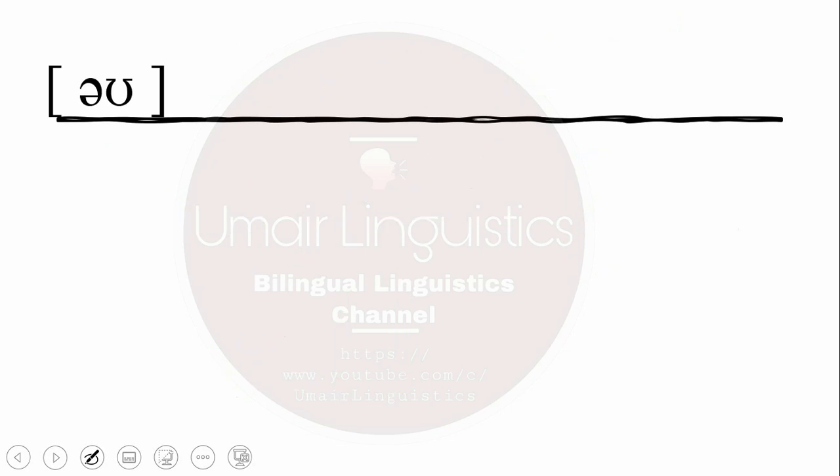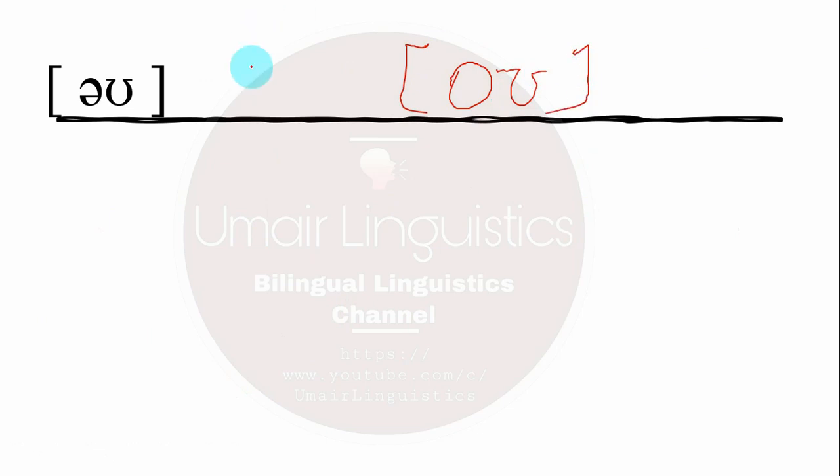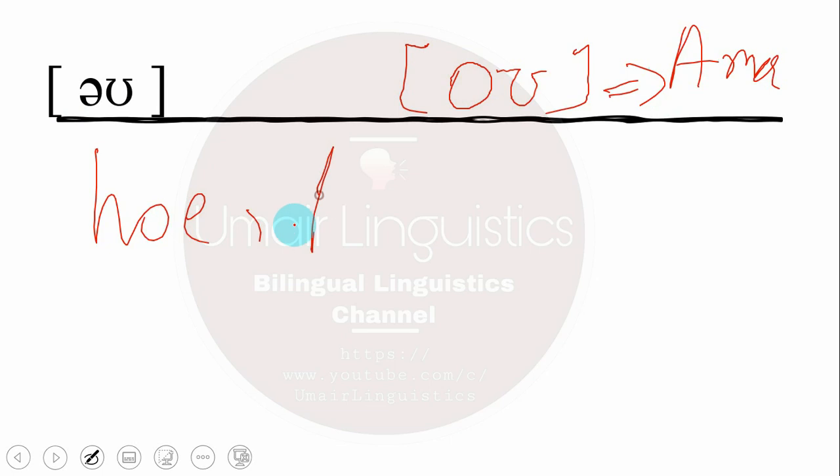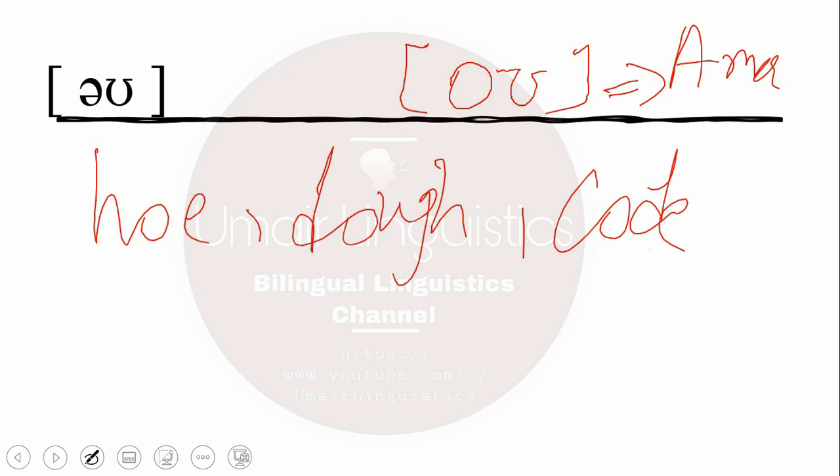Then we have the next symbol, which is actually a diphthong, and let me write this as well. It is a diphthong, and in British English transcription this symbol is used. You can see, and this is for American English transcription. So you can notice the first symbol in both of these diphthongs is different. Although when we listen to the same words, like we can say hoe, or dough, or code, in both American and British English, as far as the dictionary is concerned, they sound the same, although in American English transcription this symbol is used.